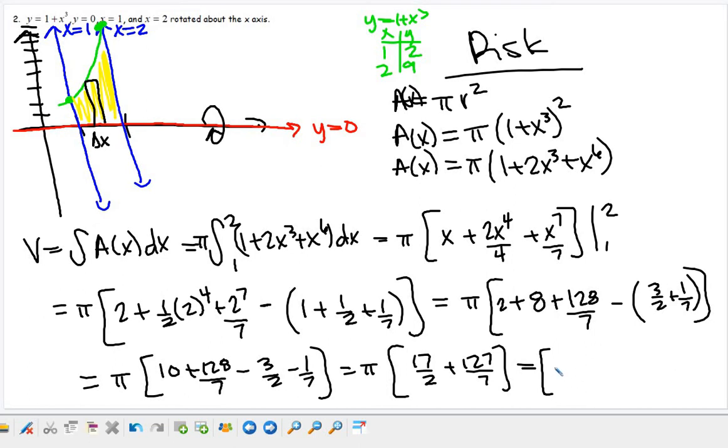14, 5, 2, 54, and that would be 194, 119 over 4 plus 254 over 14, sorry. Still times pi would be 373 over 14 pi. Okay.